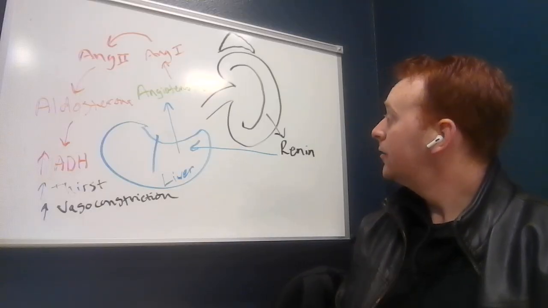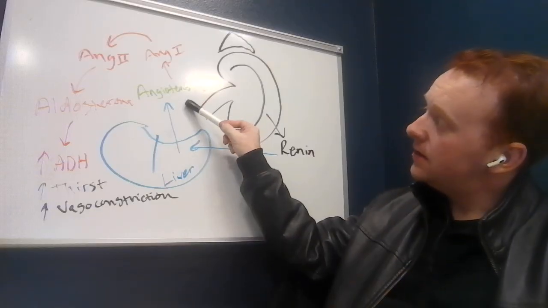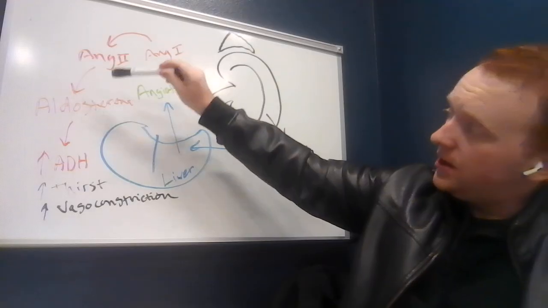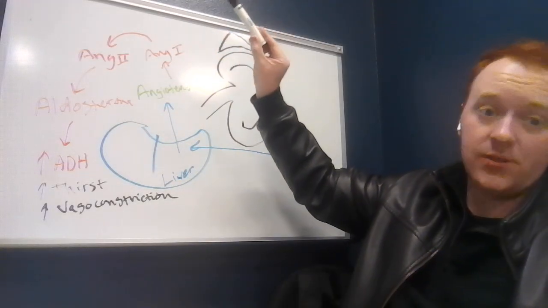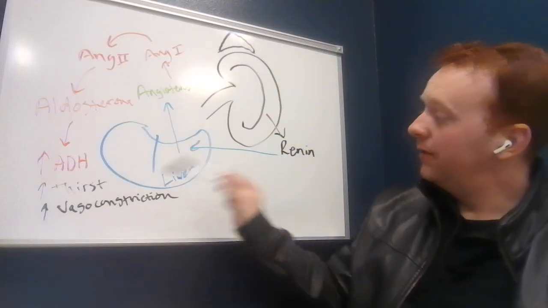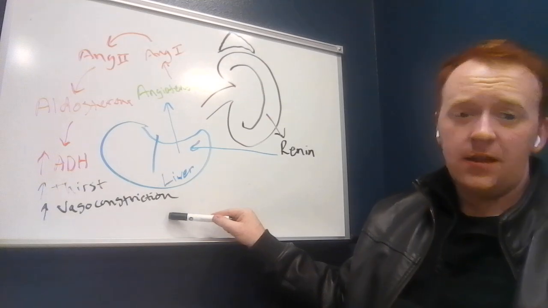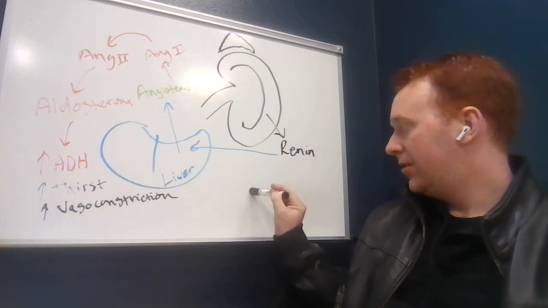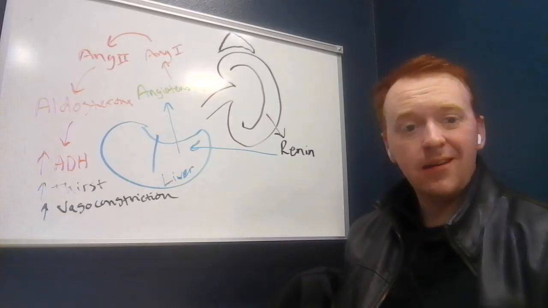There you go. Renin out of the kidney, liver, turns it into angiotensinogen, Ang1, Ang2, increases aldosterone, which is a hormone, increases ADH, which is also a hormone, increases thirst. You want to drink water. Water flows through, vasoconstricts the blood, goes out your ureter so that you can pee it out, and you have more water in there than anything else.